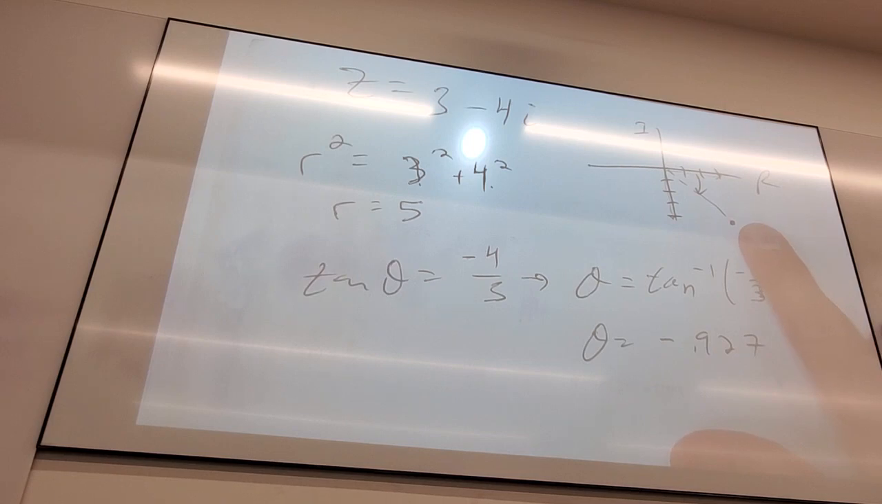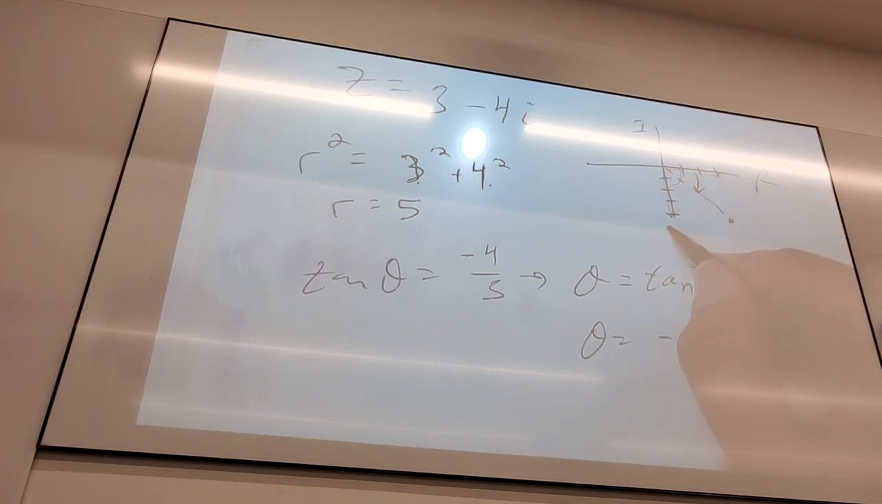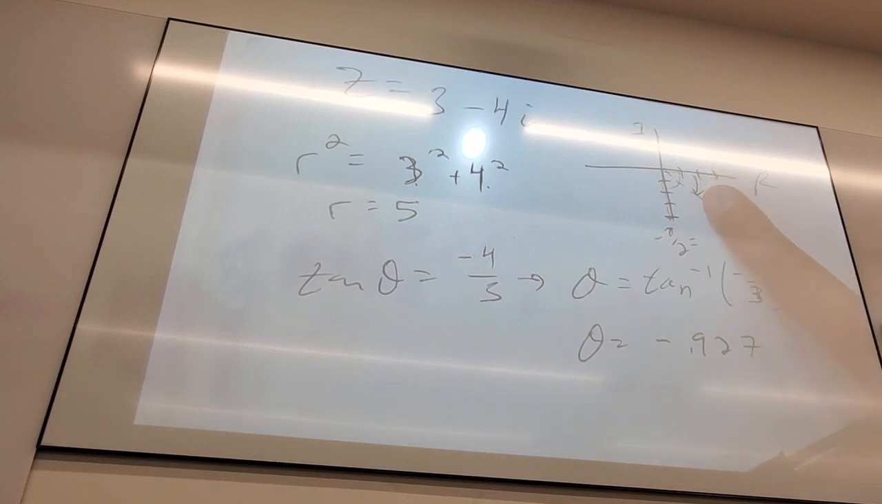Is that angle the right quadrant? If I go negative radians, don't I go this way? How big of an angle is this if we go all the way to here? Pi over 2, that's right. And what's pi divided by 2 roughly? Pi is roughly 3, so 3 divided by 2 is 1.5. Did I rotate back to 1.5? No. So am I in the fourth quadrant?